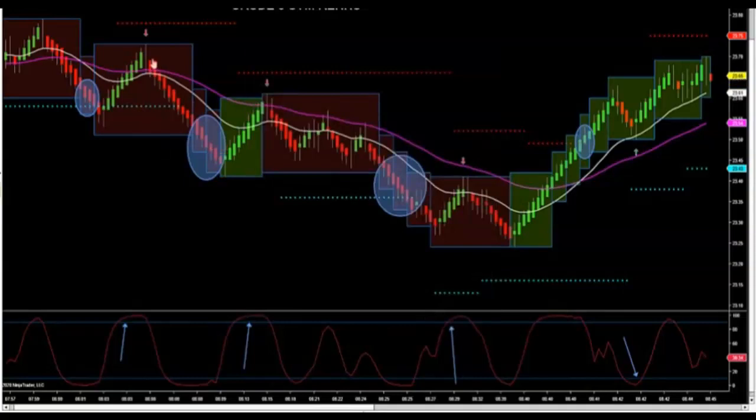So the bottom line is all these are limited risk because all your stops are two ticks above the swing high, two ticks above the swing high, two ticks above the swing high. All limited risk. Every one of them is limited risk. We want to limit a risk.